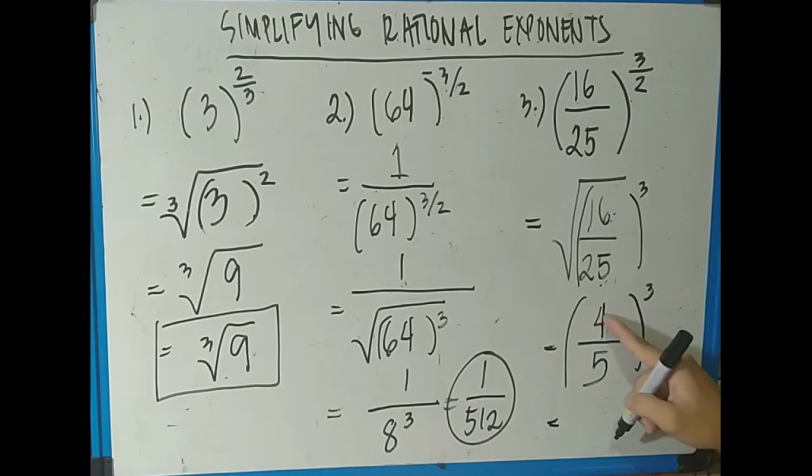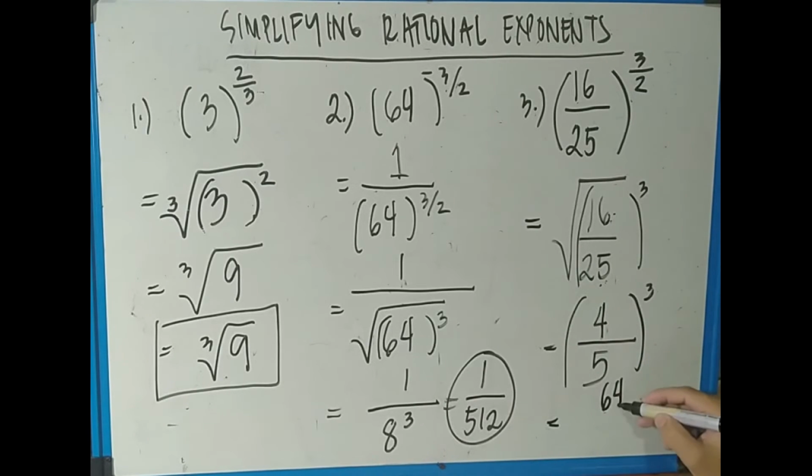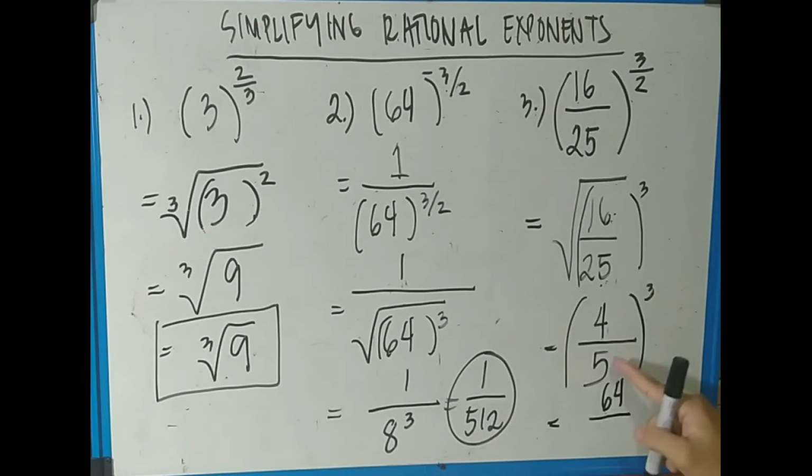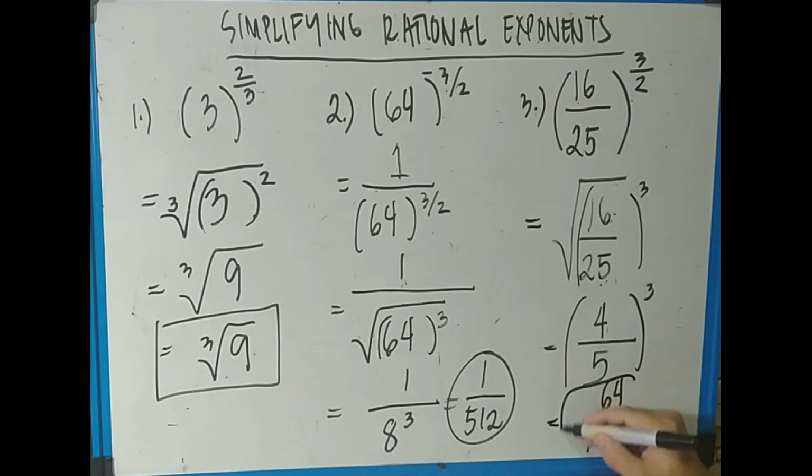So, 4 times 4 is 16, times 4 will give us 64. Then, all over, we have 5 cubed, which is 5 times 5 is 25, times 5 is 125. So, this will be your final answer: 64 over 125.